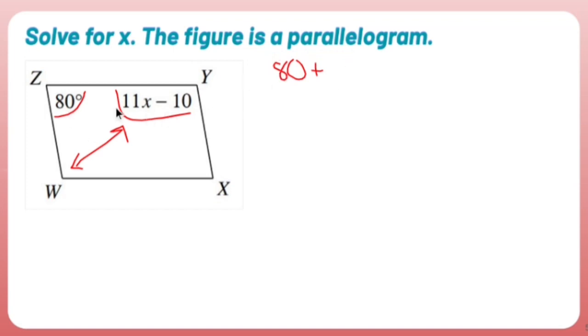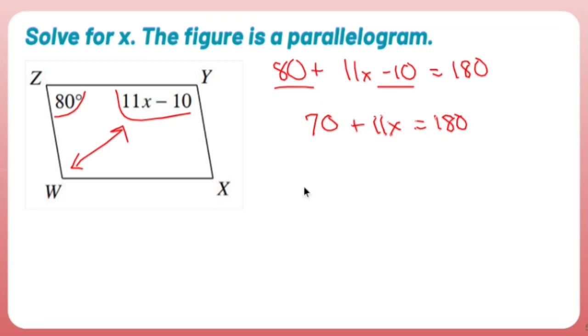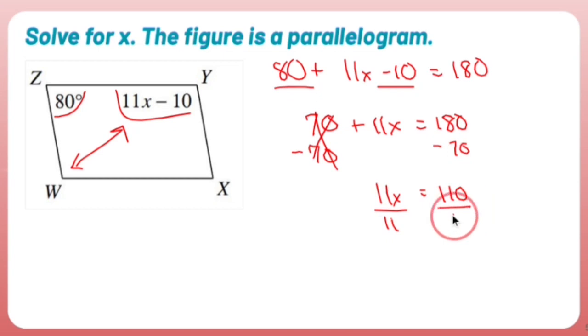So 80 plus 11x minus 10 equals 180. Combine like terms, so 80 minus 10 minus 10 is 70. So 70 plus 11x equals 180. Subtract 70 from both sides because it's a two-stepper. 11x is equal to 110. In order to get x all by itself, divide both sides by 11, and x equals 10.